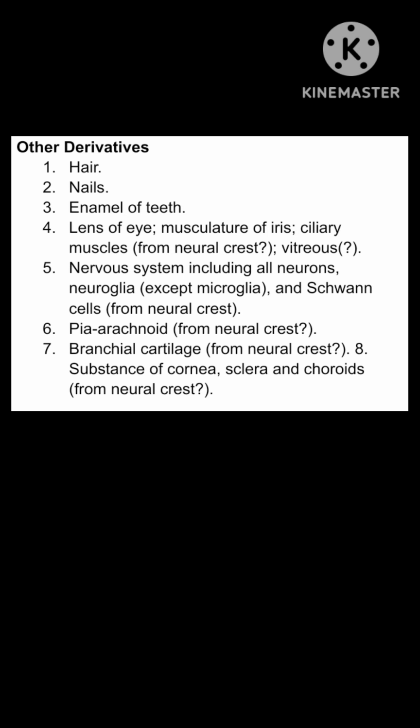It gives rise to the entire nervous system, including neurons and neuroglia, except microglia. Schwann cells are derived from neural crest. Some structures like pia arachnoid, branchial cartilage, and parts of cornea, sclera, and choroid are also from neural crest.